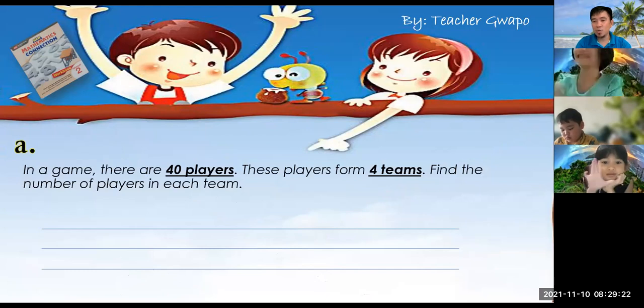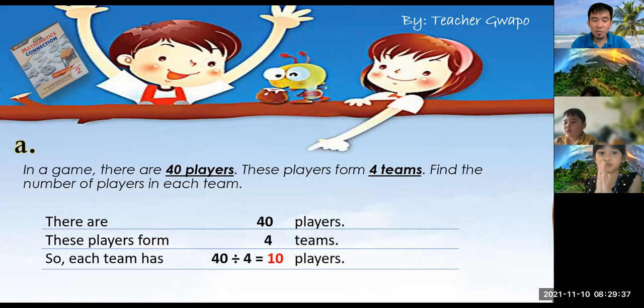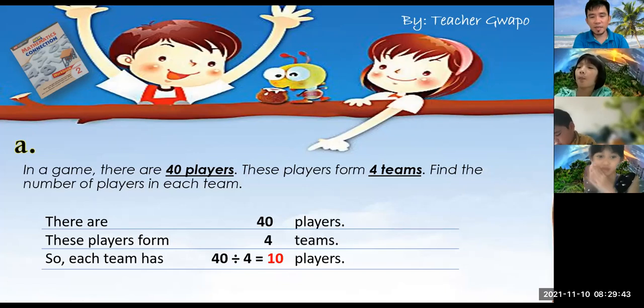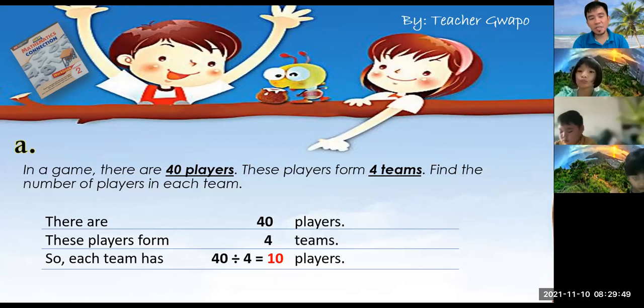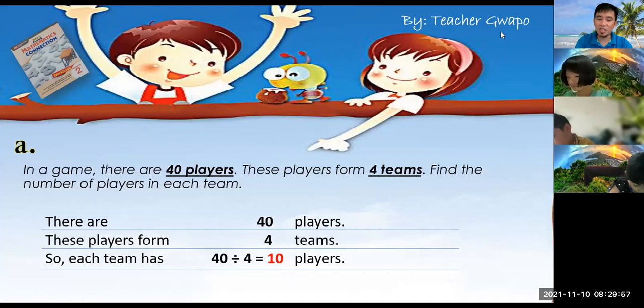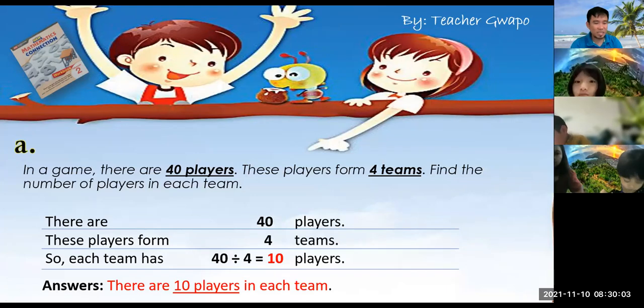Now the question here is, we will find the number of players in each team. In a game, there are 40 players, and these players form 4 teams. So what we need to do is just divide the number of players into 4 teams. So each team has 40 divided by 4 is equal to 10 players in each team. So the answer here is there are 10 players in each team.